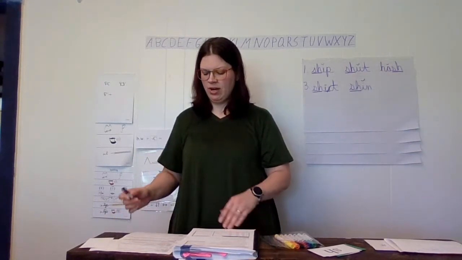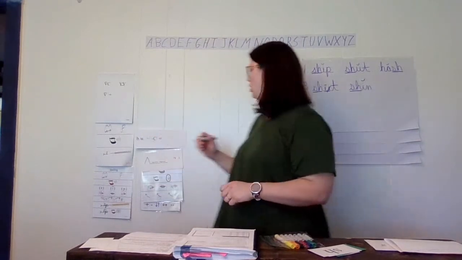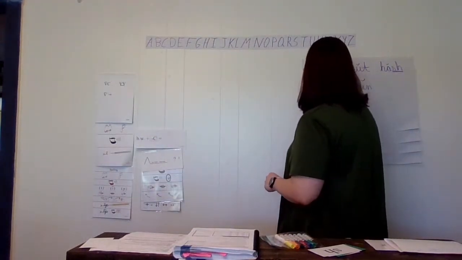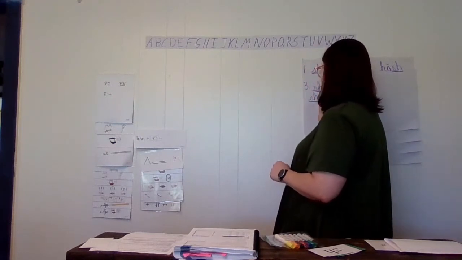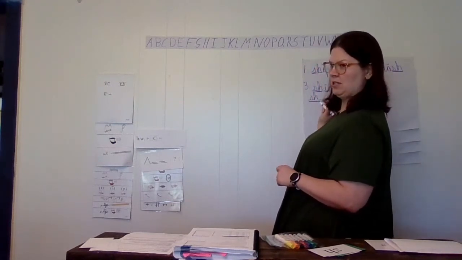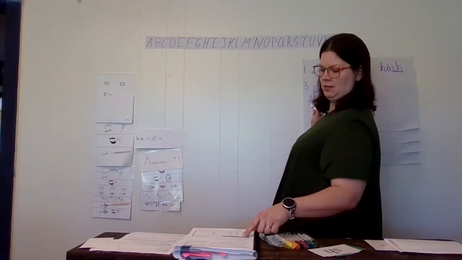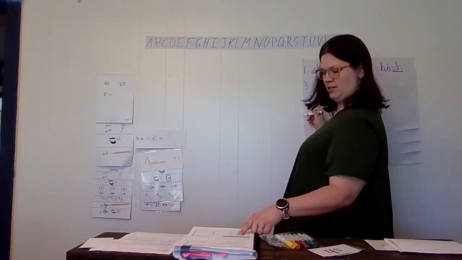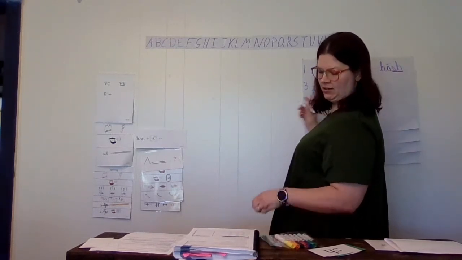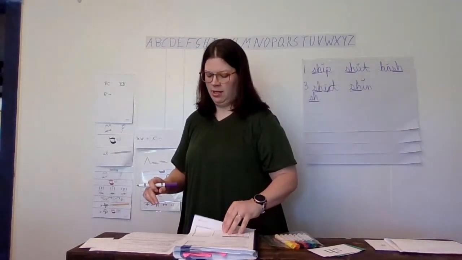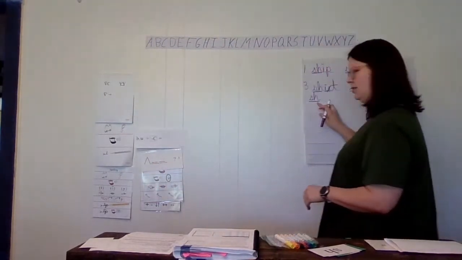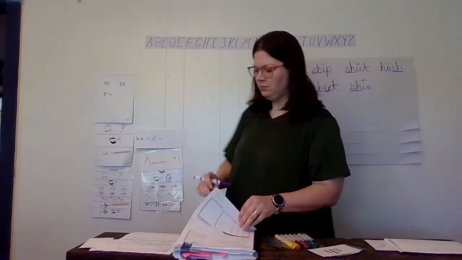Okay, so when we see a digraph SH, we are always going to code it by underlining it. Why are we underlining it? Because it's a code word, because it makes one sound. One sound. And how would we pronounce this? Shh. Good job.